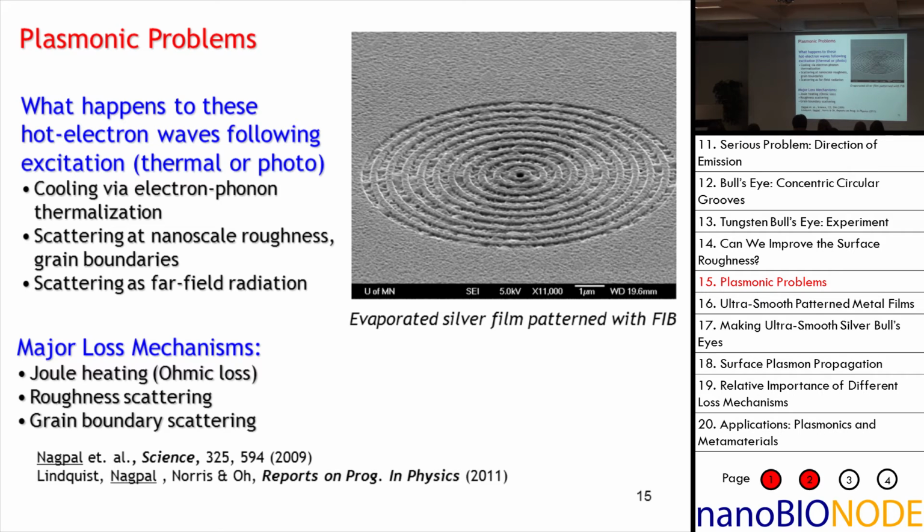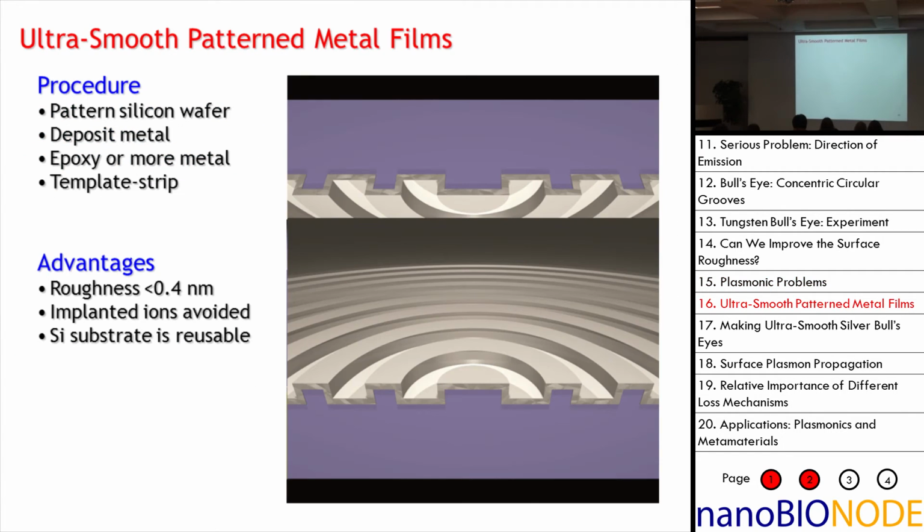And we also uncovered some of the major loss mechanisms besides ohmic loss. So we can't really get rid of the ohmic losses completely without addition of energy. But this roughness scattering and grain boundary scattering was something that we were able to reduce substantially by using a very simple and scalable template stripping method.